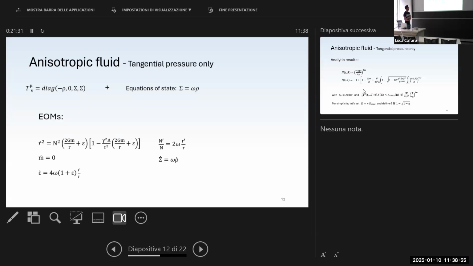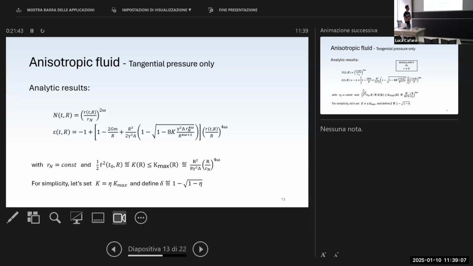Anyway, so let's go back. We have this equation of motion. We can choose a profile and then integrate. But before doing that, I want to show that we can solve analytically this n and this epsilon. These are the expressions, relatively complicated, especially the epsilon.